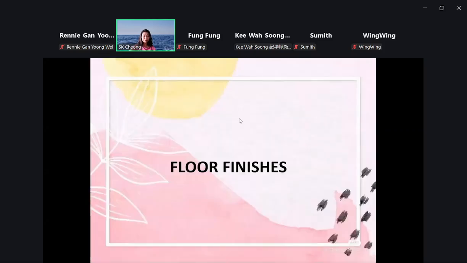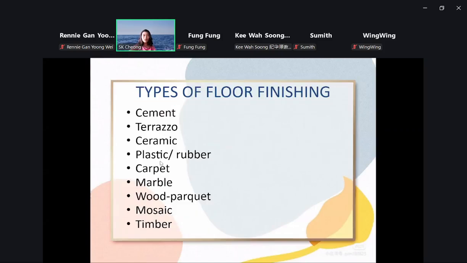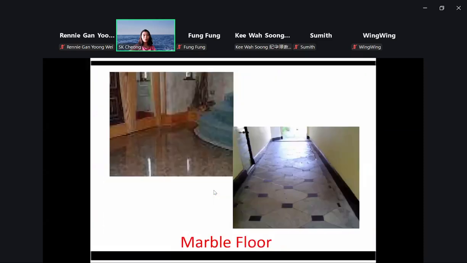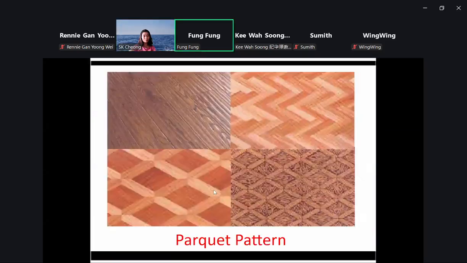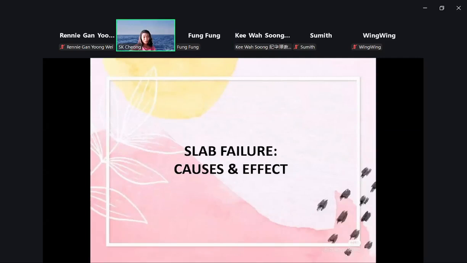Okay. Floor finishes. Again, we have all this. Marble, timber, flooring. This is for understanding. Yeah, just for your knowledge, right?